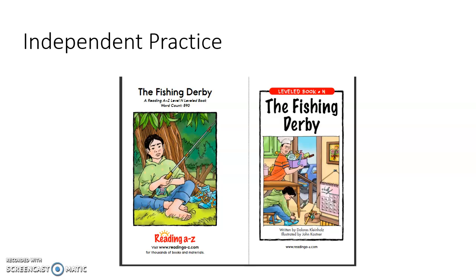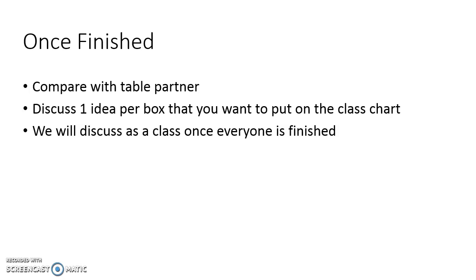Now I want you guys to read the Fishing Derby by yourselves. You're going to be looking for the character of Lewis and Lewis's dad. Once you have filled out your chart completely with at least 3 ideas, I want you to compare with your table partner. It's okay if you guys have mostly the same things or if you all have completely different things. Everyone's idea and what they think is allowed to be what they think.